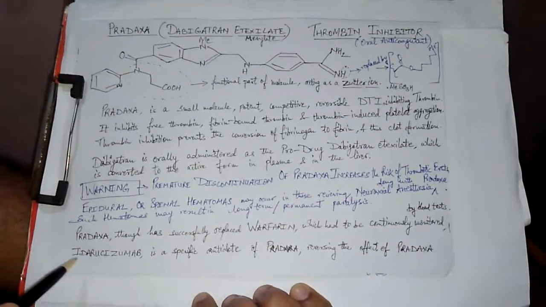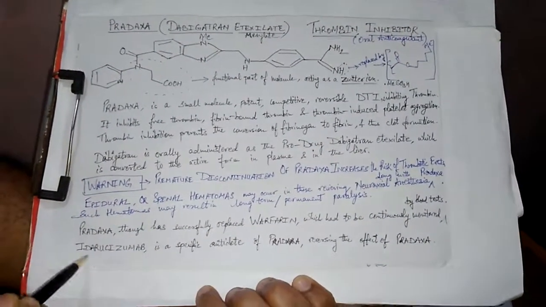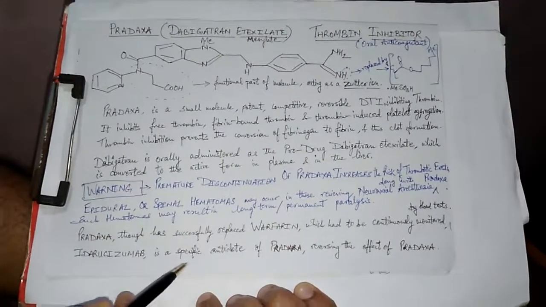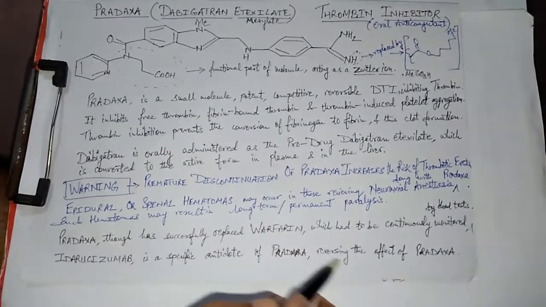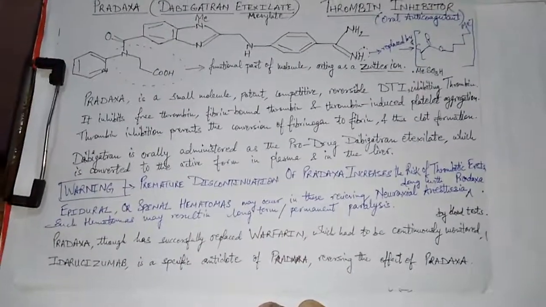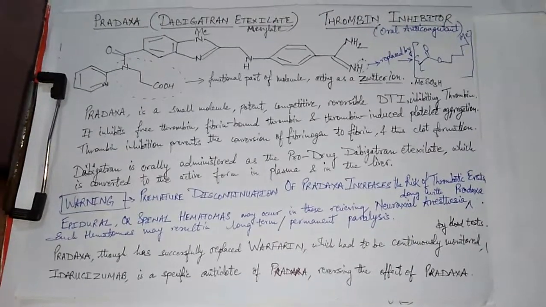Now, idarucizumab or Praxbind is a specific antidote of Pradaxa which reverses the effect of Pradaxa, which we will see in our other slides and in our other presentations.